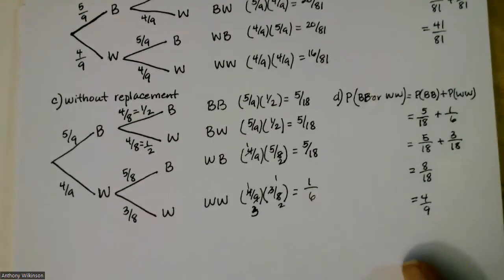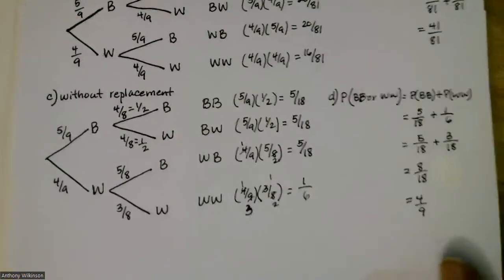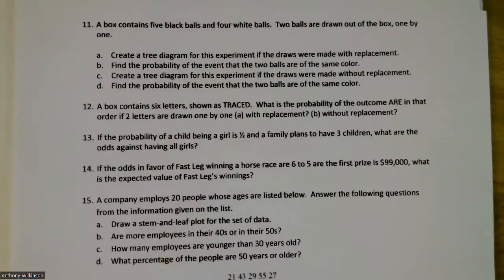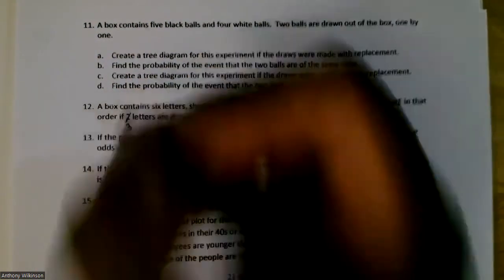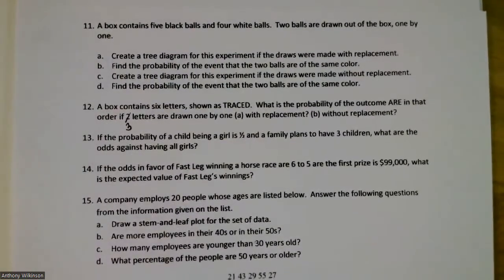I said that all of that was problem number 11. All right, problem number 12 is this. A box contains 6 letters shown as TRACED. What is the probability of the outcome ARE, in that order, if 3 letters are drawn one by one with replacement and without replacement?